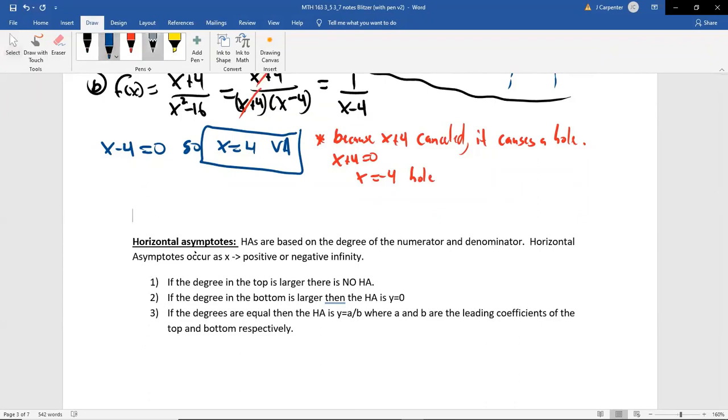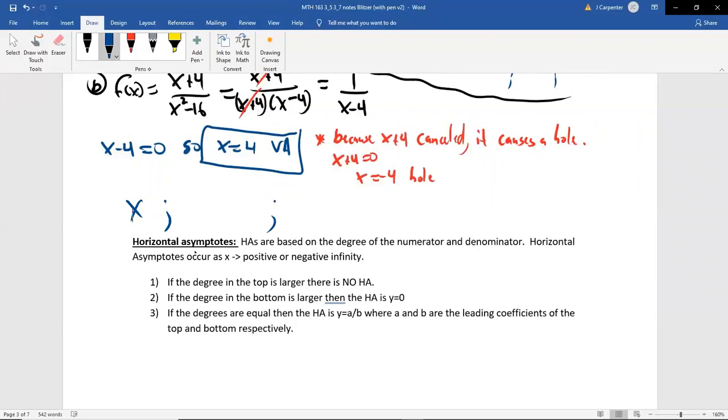So the basic idea is you'll either look like this, an x, which means you're going up and down forever, so there is no horizontal asymptote, or you'll look like a constant, which is the third case, so I don't want to say that yet. Let's do this in order.